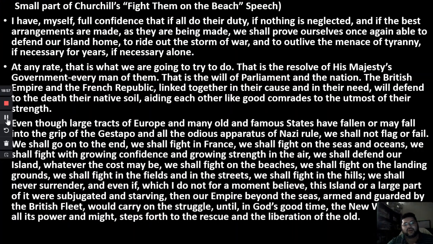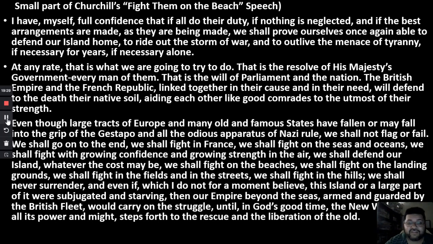Now, this part you see here is the speech from Winston Churchill, "We Shall Fight on the Beaches." This is considered one of the greatest speeches of all time. This is easily one of the top 10. I'm not going to read the whole thing, I'm just going to read the bottom part. It says, even though large tracts of Europe and many old and famous states have fallen or may fall into the grip of the Gestapo and all the odious apparatus of Nazi rule, we shall not flag or fail. We shall go on to the end.